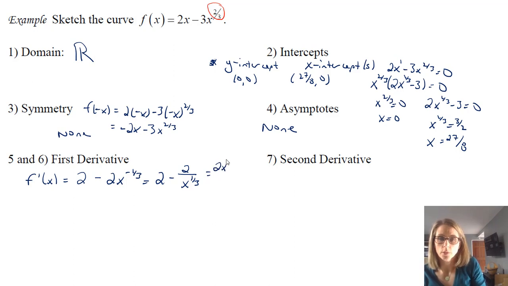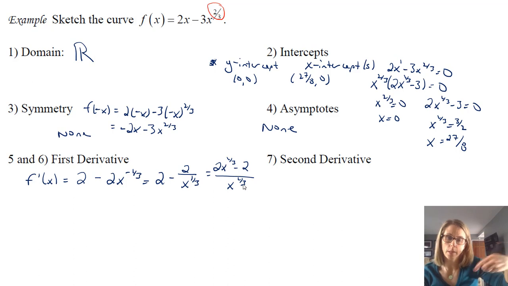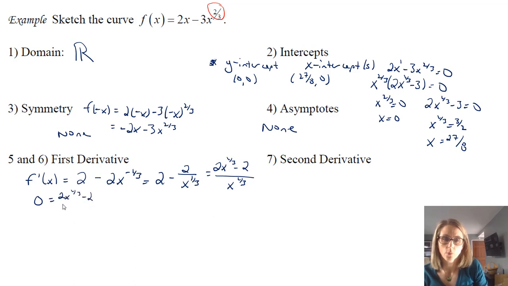So what I would do is give both of these that common denominator of x to the 1/3. The first one has it, the second one doesn't. So that's going to give me this over x to the 1/3. You notice if I divide it, I'll come back to what I started with. And then I set it equal to 0: 2x to the 1/3 minus 2, over x to the 1/3. So I do care, of course, about when x is 0. That's really important. That is where the derivative is undefined.